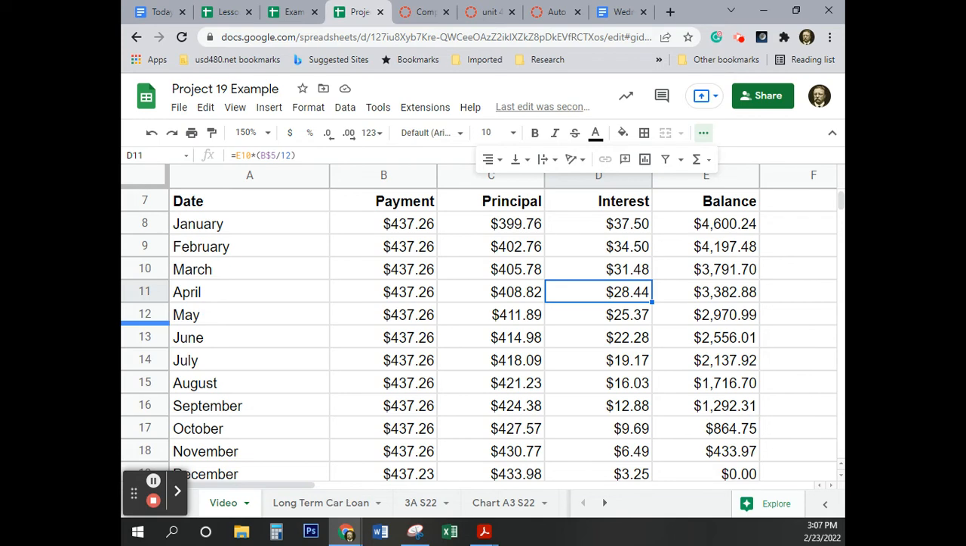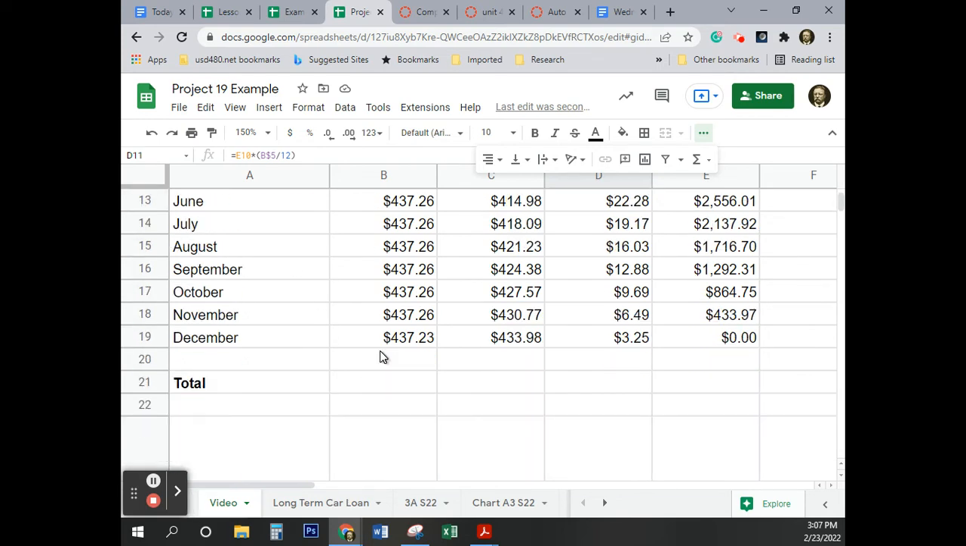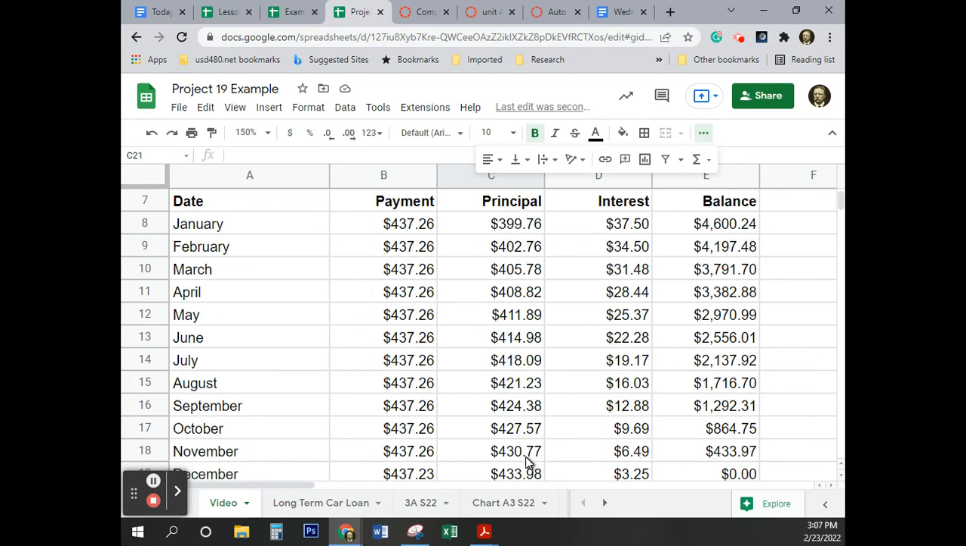Okay, what is next? Oh, the next part's easy. We're just going to come down here to print the total principal paid, and we're going to sum up the numbers in this column here.